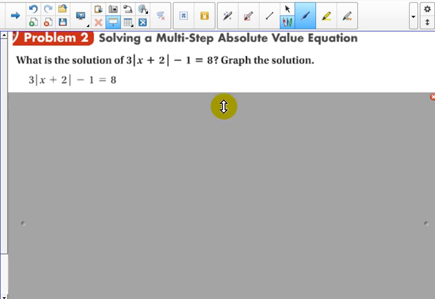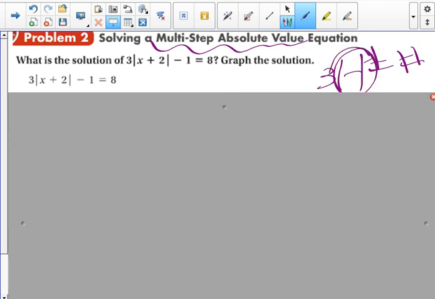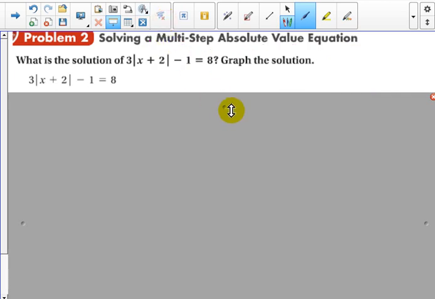So looking at problem 2, here's one where it's equal to 8. So it can be anything. What is the solution of 3 times the absolute value of x plus 2 minus 1 equal 8? And graph the solution. So now they've created a multi-step absolute value equation out of this, because it's not just a simple absolute value on this side and a number over here. Now we're multiplying a number and subtracting a number from that absolute value. So you have to isolate that absolute value like you would have to isolate a variable if we were solving variable equations. So let's look at how to do this.